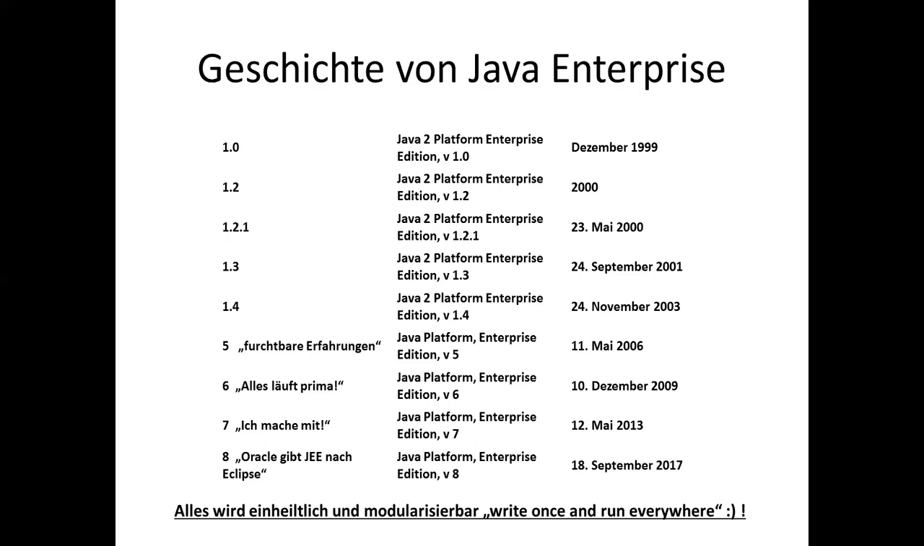Later in the history, Sun Microsystems was bought by Oracle. Oracle itself took some time to adjust to Java Enterprise, but at some point they decided to go further, and they gave Java Enterprise away to the Eclipse Foundation with the goal of being more open. A pretty nice gesture from Oracle.